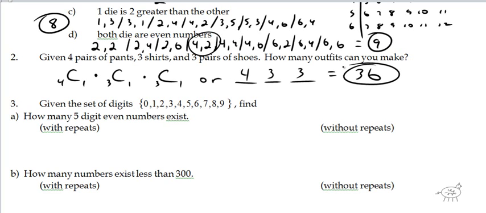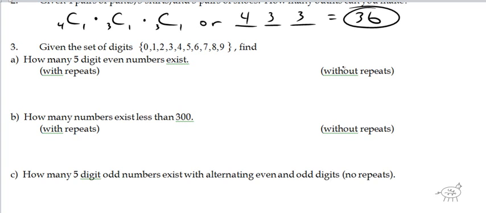All right. Number 3, given the set of digits 0 through 9, find how many 5-digit even numbers exist. And now I've got 2 scenarios, with repeats and without repeats. So if you guys remember, this is like that special case that I warned you guys about. It's a 5-digit even number. Now the only one I really have to be concerned about is this guy right here, without repeats. But I want to do it a couple different ways for you guys. Let's just do, this is end in 0, and not end in 0. Okay, so it's a 5-digit even number.